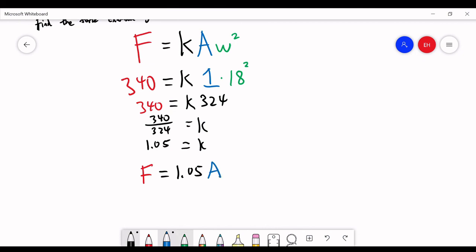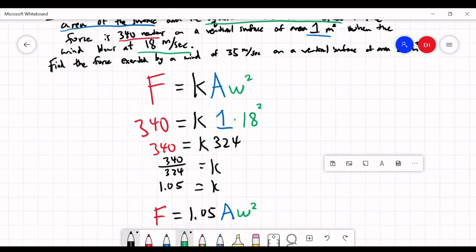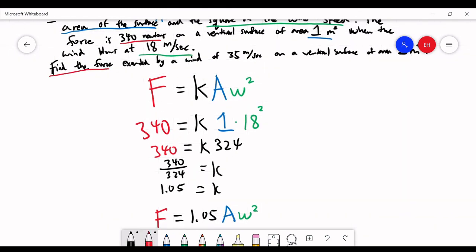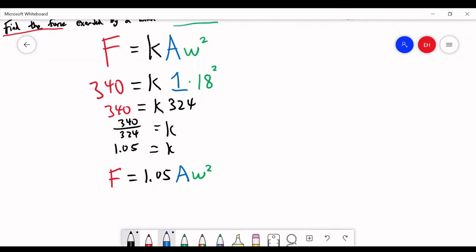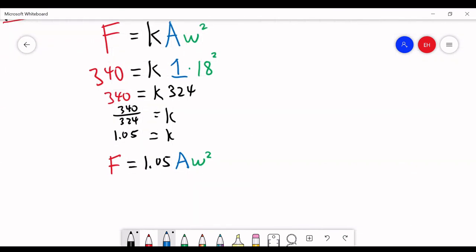All right, now that we have our K, our model or our equation is done, meaning just give me an area and a wind speed and I can tell you what the wind force is going to be. So let's go ahead and find the answer to our question, which is find the force when the wind speed is 35 meters per second and the vertical surface is 2 meters squared. So we just plug in 35 for the wind speed and 2 for the area, and we can just put it all in our calculator to find the force.